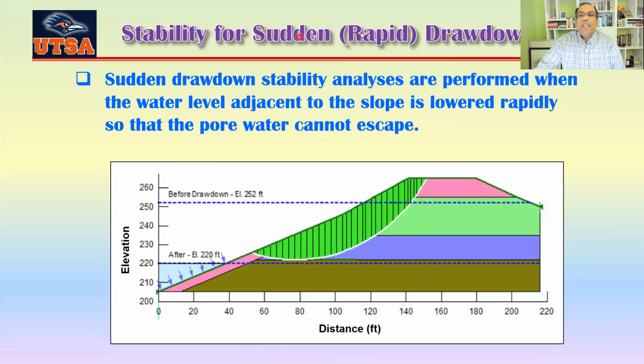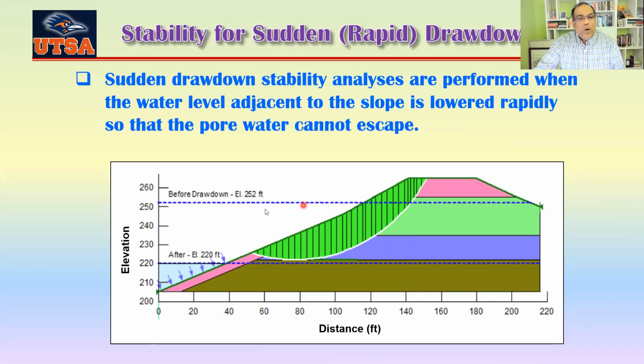Now, stability for sudden or rapid drawdown. Okay, so you can see before drawdown, the water was here. And now suddenly, let's say in 7 days, it is coming from here to here because maybe there is another dam on the other side, and you open that gate over there. So the water is going to go very rapidly from here to here, let's say in 7 days.